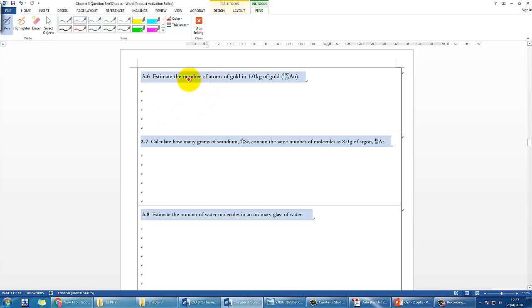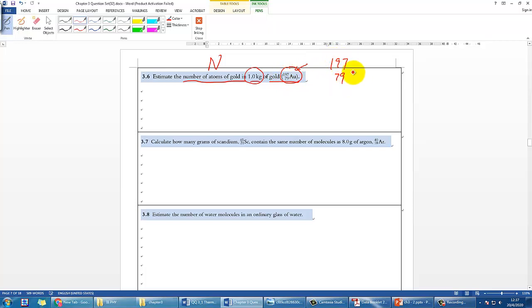So it asks you the number of atoms. So it would be the best if you can write the correct symbol next to it. So that should be the big N of 1 kg of gold. Okay, so in this case, you may want to be careful to look at this symbol, and you need to understand this.